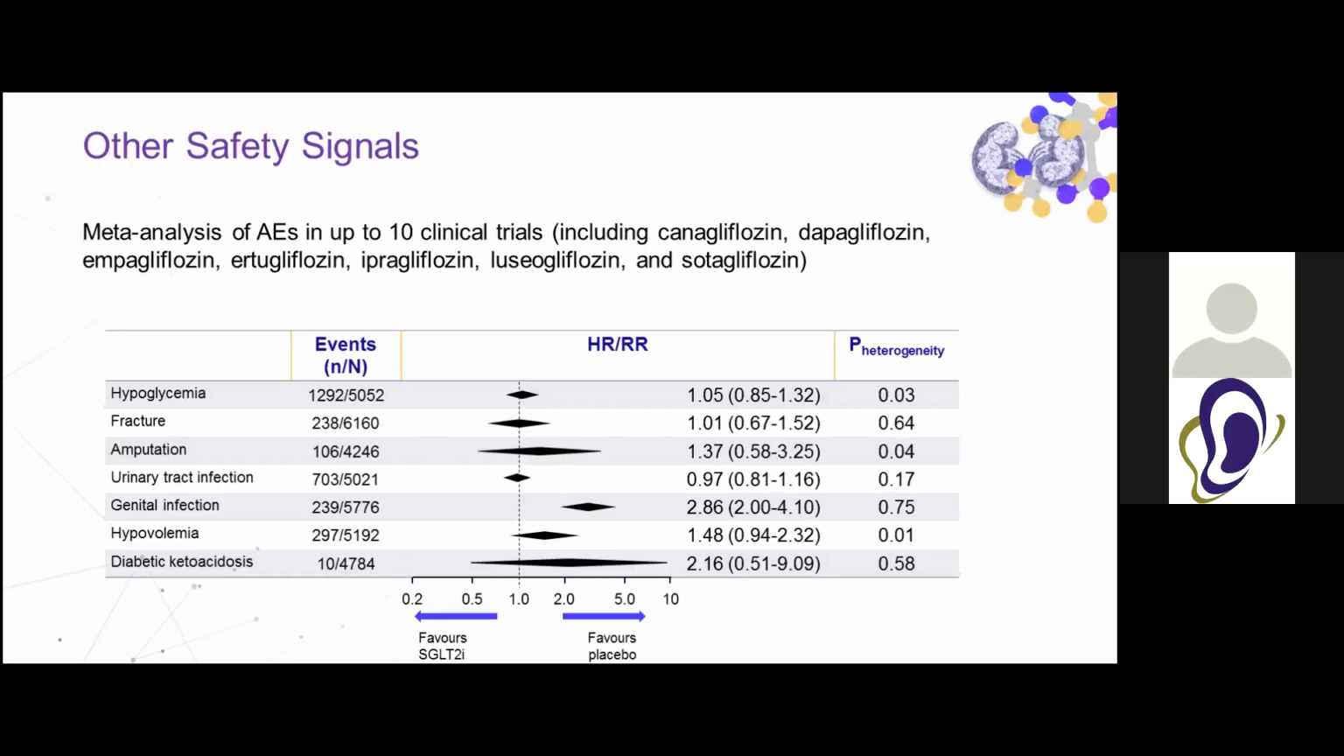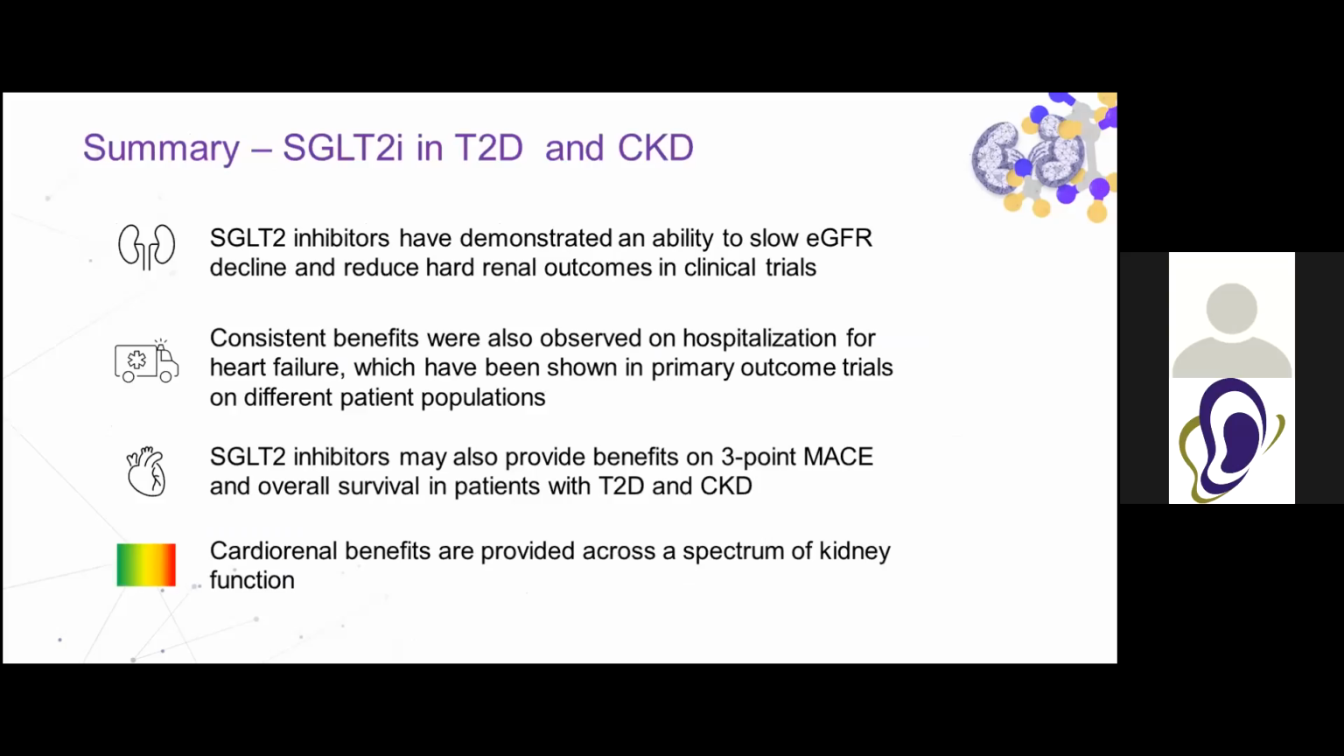And if you look at other safety signals, not just acute kidney injury or hyperkalemia or things like that, there are meta-analyses of up to 10 clinical trials looking at low blood sugars, fractures, amputation, UTIs, genital infections, low volume, diabetic ketoacidosis. And the only 2 that are truly important, and we can talk a bit more about this, will be mycotic genital infections and DKA, and we'll talk about relative and absolute risks when we get there.